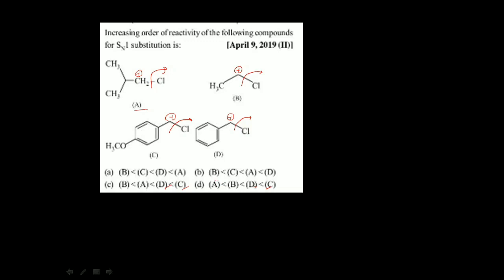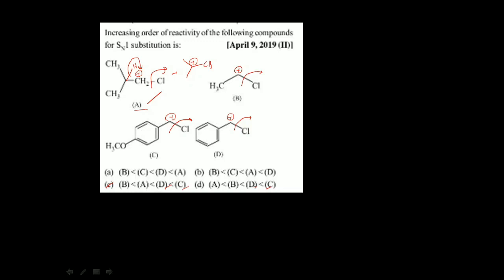Here we just get confused. In this case, it is a primary halide. But this primary halide immediately rearranges to tertiary. This primary carbocation immediately rearranges to the tertiary carbocation. That's why this alkyl halide is a little bit more reactive than this ethyl chloride. So finally the answer is C.